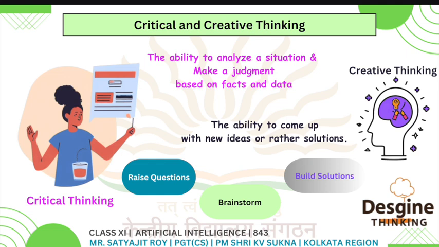So, what is critical thinking? Critical thinking is the ability to analyze a situation and make judgment based on facts and data. And creative thinking is the ability to come up with new ideas or solutions.